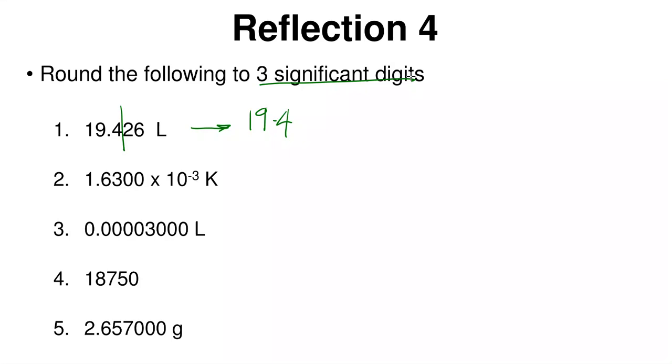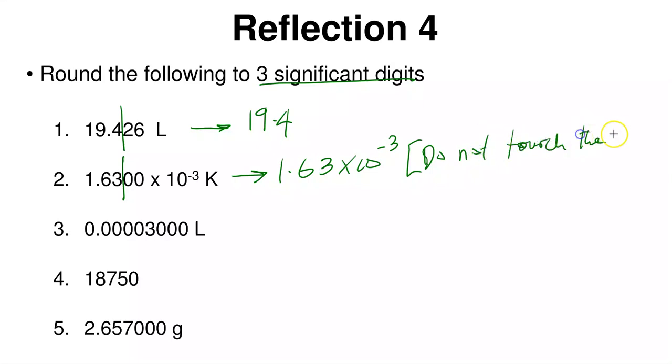The next one, here we're dropping this number. We're dropping this 0, right? So again, these zeros are all significant because of this decimal place, but we don't care. In this case, we're dropping it, and it's less than 5, so it's going to be 1.63 times 10 to the negative 3. Now, do not touch the exponent when you are doing this. You don't have to touch the exponent in this case. Let's do this one. Look at this one now.